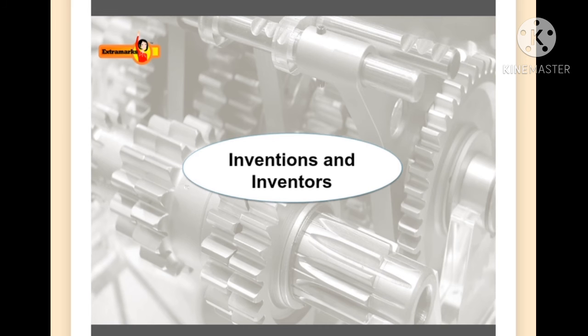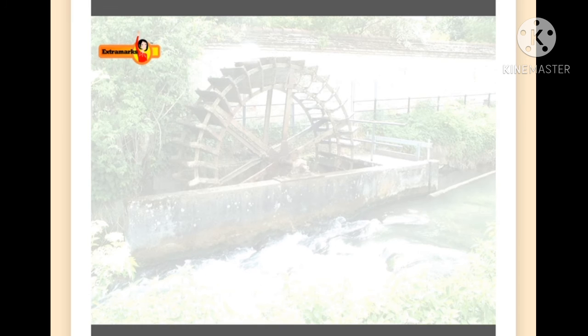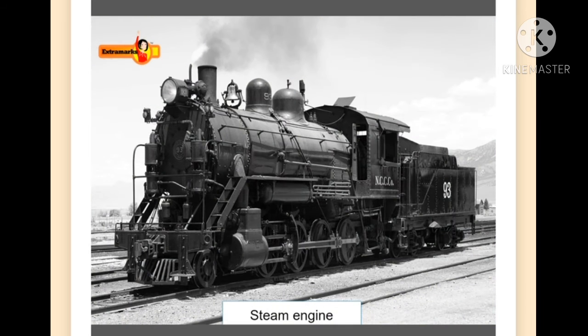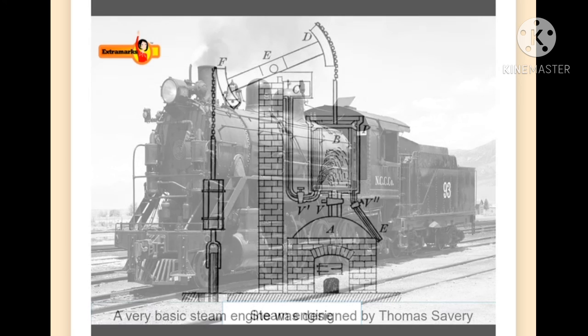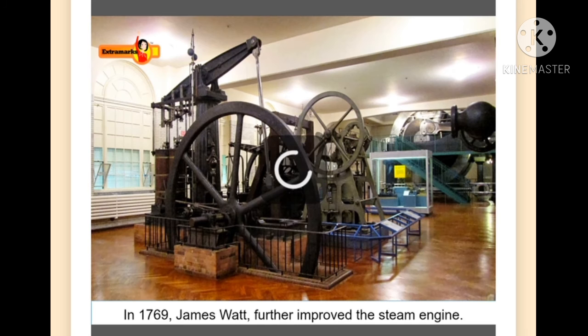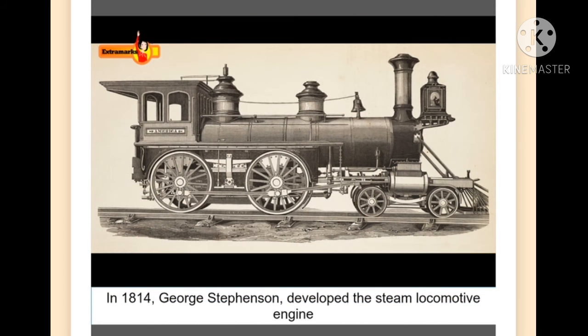Inventions and inventors. About 300 years ago, people used the force of their own muscles, animals, wind, and flowing water to accomplish various tasks. Then came the invention of the steam engine. This led to the emergence of the machine age. A very basic steam engine was designed by Thomas Savery as he tried to pump rainwater out of the coal mines in England. In 1769, James Watt, a Scottish mechanical engineer, further improved the steam engine. In 1814, George Stephenson developed the steam locomotive engine and hence came to be known as the father of the railway industrial revolution.